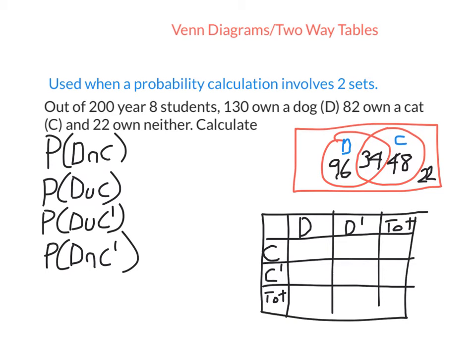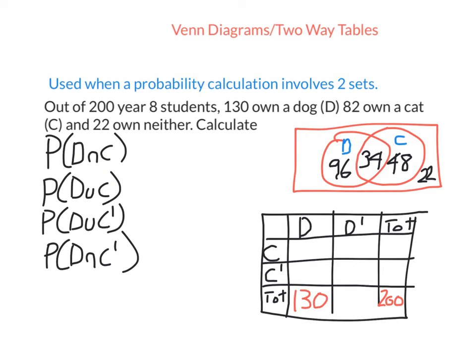So let's forget about the Venn diagram for a second and just put this information in a two-way table. Firstly, it says there are 200 year 8 students, so put that number here. There are 200 people in total. We're told 130 own a dog, so that means 130 people in total own a dog. So that number goes here.